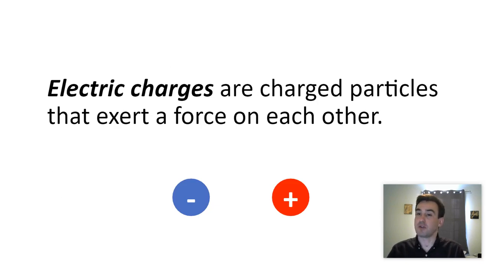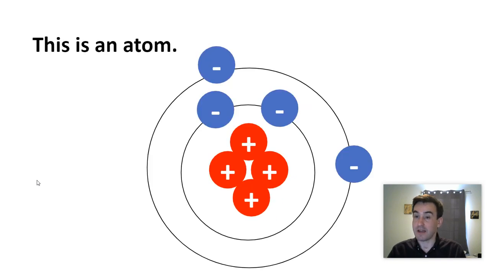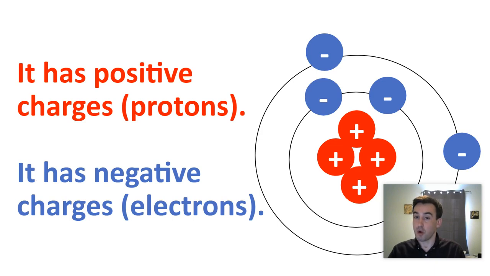Firstly, we talked about electric charges. Electric charges are charged particles that exert a force on one another, and we can talk about negative charges and positive charges. That should sound familiar because when we talked about the structure of the atom in our previous units, protons are positively charged in the nucleus of the atom, and electrons are negatively charged orbiting around that nucleus. This is where the charged in charged objects comes from.